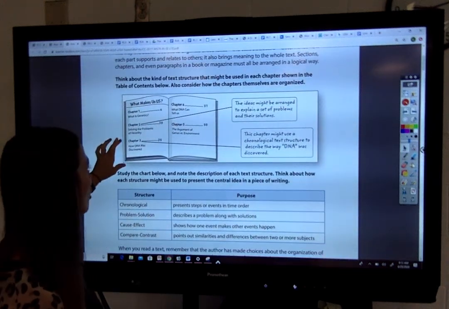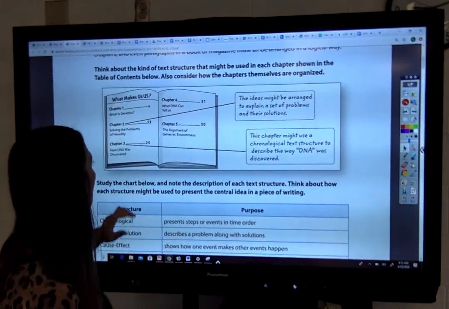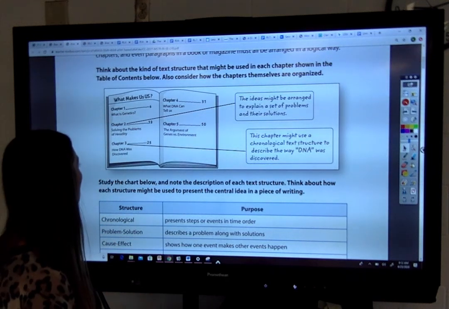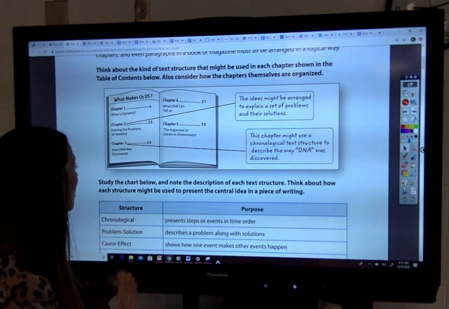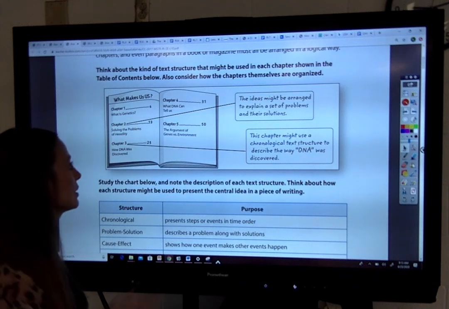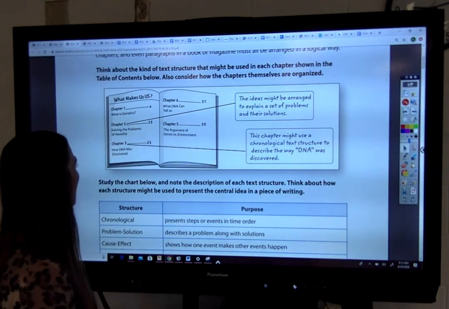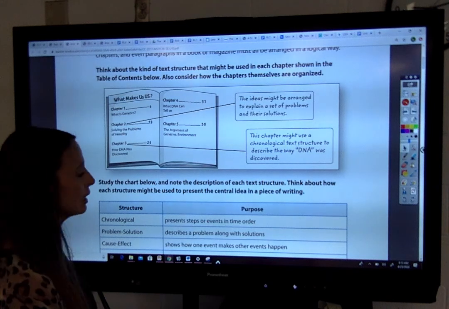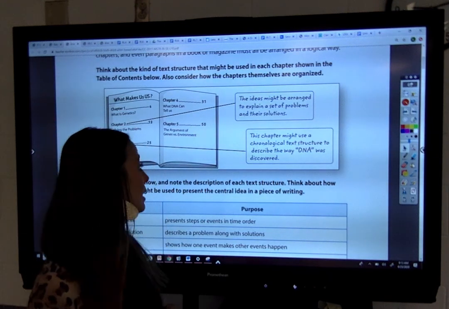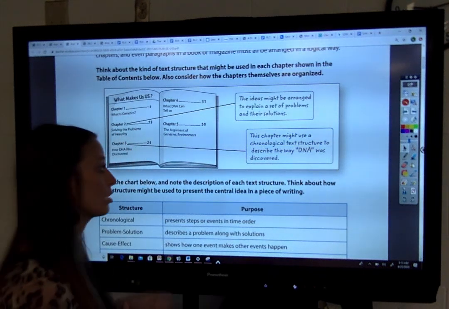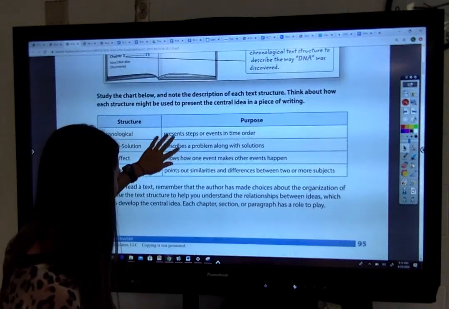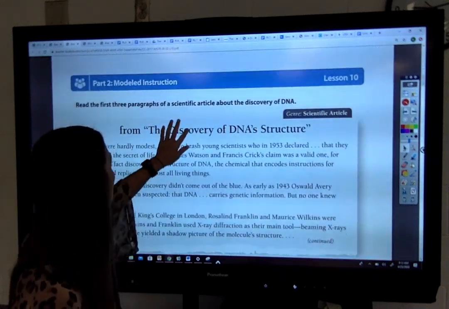So very quickly, just look at this chart. If you'll notice, this is a chapter book. If you look at chapter 2, solving the problems of heredity, I'm going to think that's probably going to be problem and solution. Just that chapter is going to be about problem and solution. Look at chapter 3, how DNA was discovered. Well, if they're going to tell me exactly how DNA was discovered, and they're going to tell me the process, then it's probably going to be chronological order. They're going to tell how it happened in the order that it happened. So, let's look on, and we're going to look at a passage.